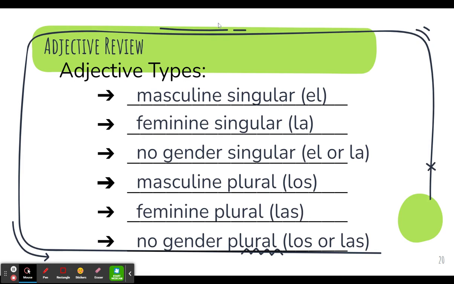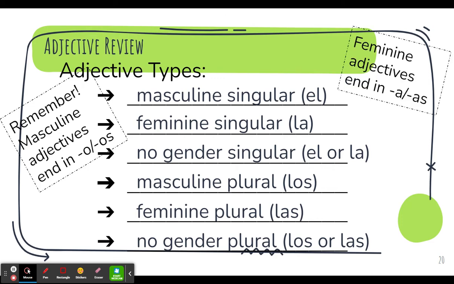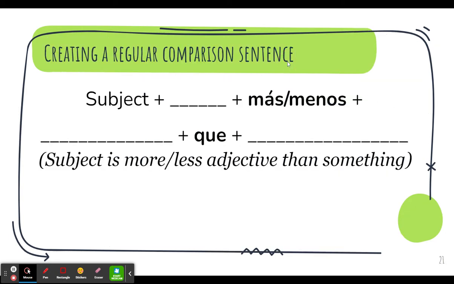And it's important to know all these types of adjectives because you use a certain adjective to describe different nouns, or what the noun is. So remember, masculine adjectives will end in O or OS, and feminine adjectives end in A or AS. And no gender adjectives will end in E, ES, N, or L. They can also end in S when plural as well. So just a quick reminder that if you have an el noun, you need a masculine singular or a no gender singular adjective.